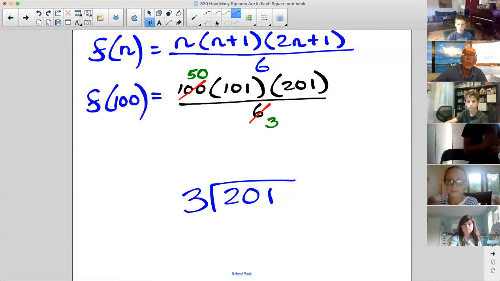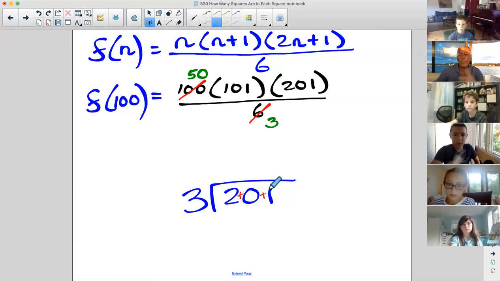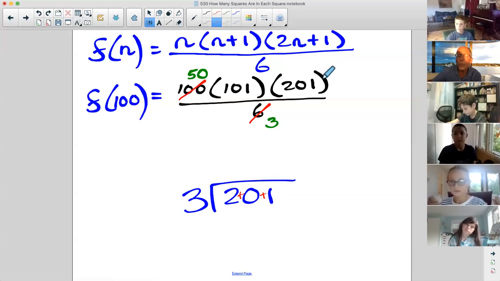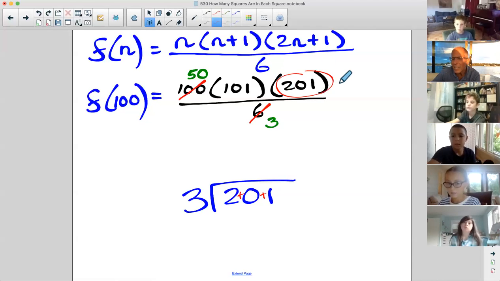Because 2 plus 0 plus 1 equals 3, and then 3 is divisible by 3. Was that Adalia? Yeah. Honey, that is awesome. Guys, did you listen to what she just said? All you have to do is add the digits. And if it adds to a multiple of 3, then it is a multiple of 3.